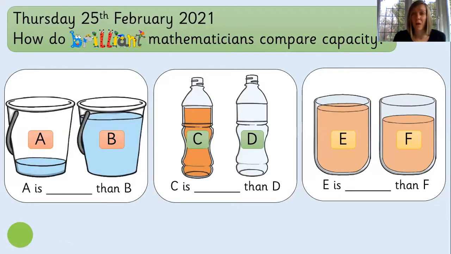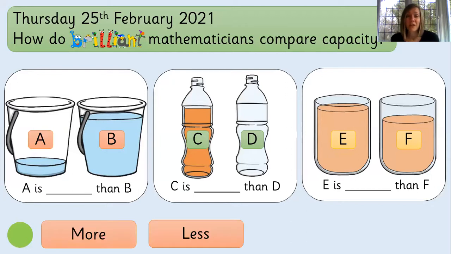If you're going to use the words more or less, then you've got some containers here. So you've got to look at the buckets A and B and decide which word is going to go in the middle here. A is blank than B. So which word would you put in the middle? You then have to look at my bottles, C and D, and my cups, E and F. So if you're going to have a go at writing those sentences into your book, pause the video here and have a go at using the words more and less.